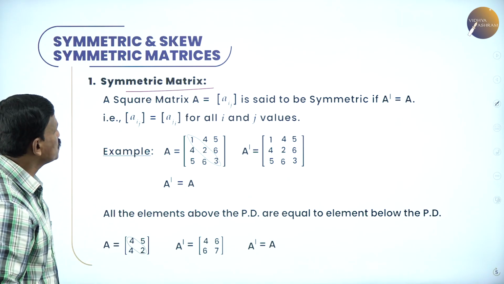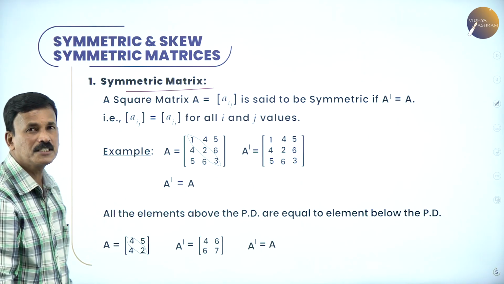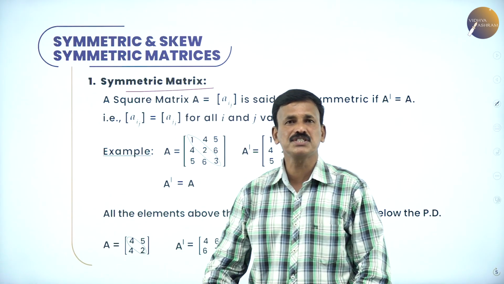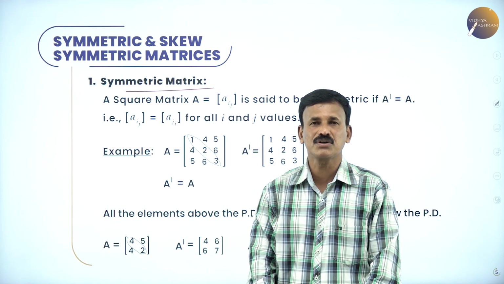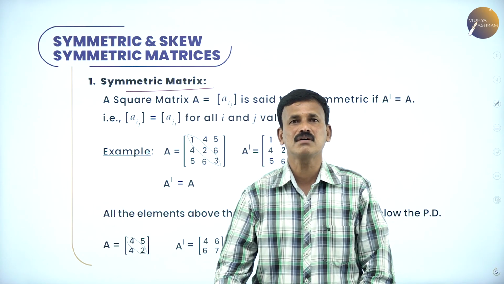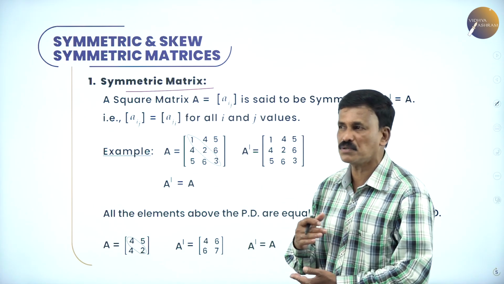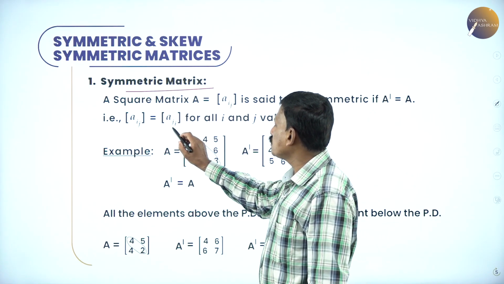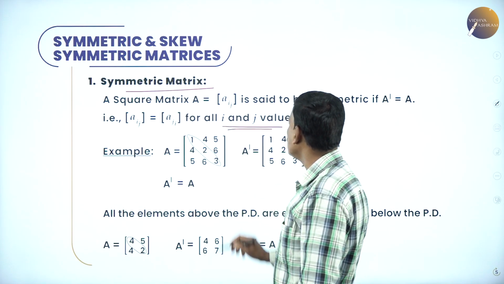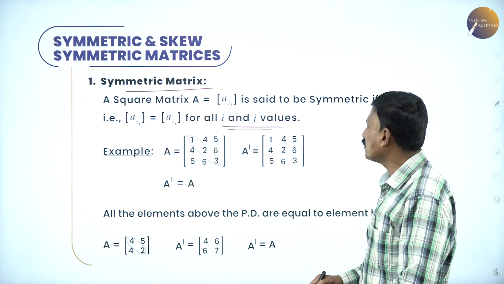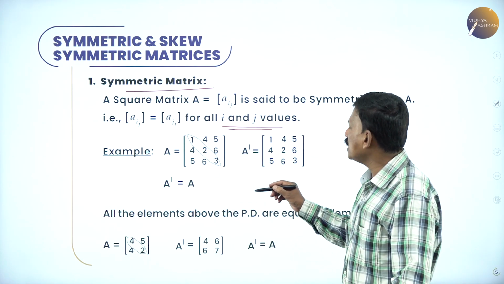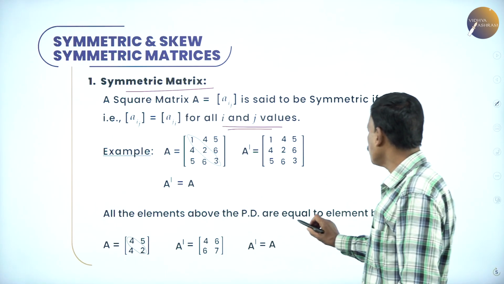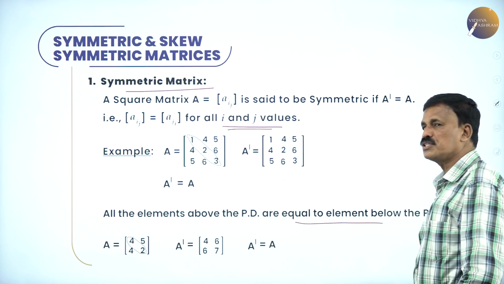A square matrix A equal to a_ij is said to be a symmetric matrix if A dash is equal to A. The transpose will remain the same. If you transpose the matrix, you are going to get the same matrix. Such a matrix is called a symmetric matrix, symmetric with respect to the principal diagonal. That means a_ij is equal to a_ji for all the values of i and j. In other words, it's a square matrix in which all the elements above the principal diagonal are equal to all the elements below the principal diagonal.